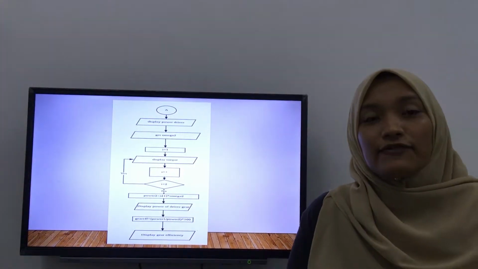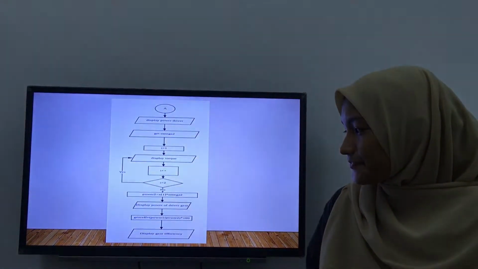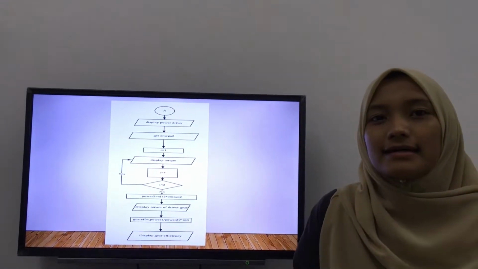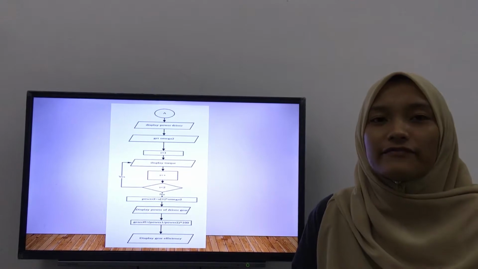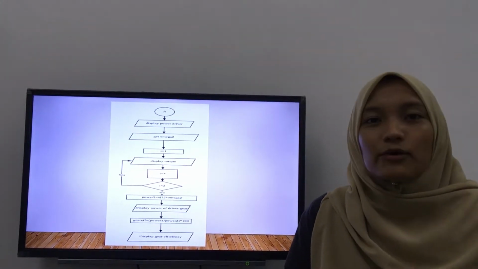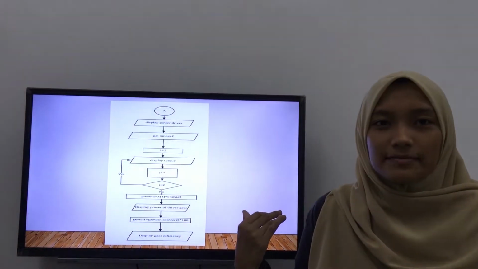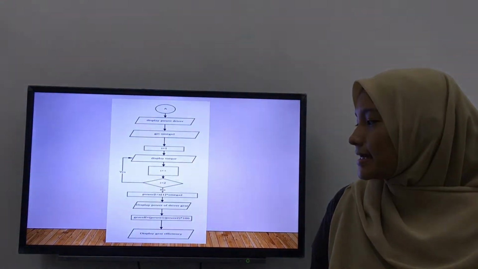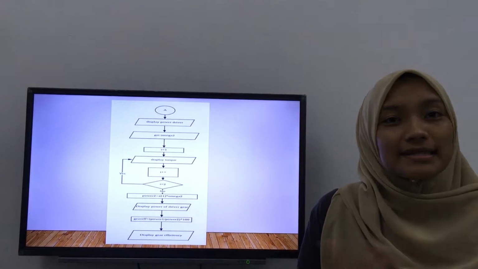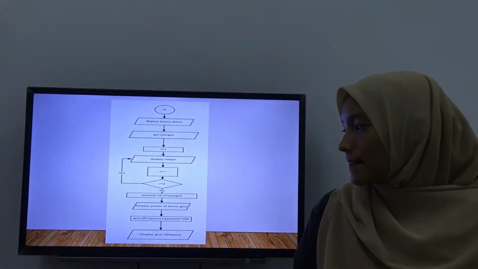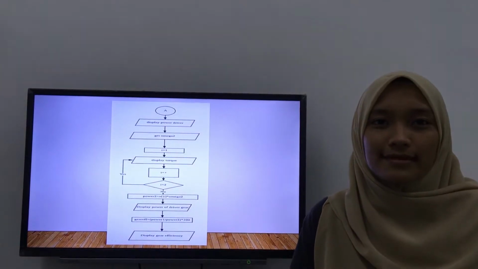Next, for the gear efficiency, we will retake the power of the first driven gear. We will divide by the power driver as the power input, and then we multiply by 100 to get the percent as the gear efficiency.